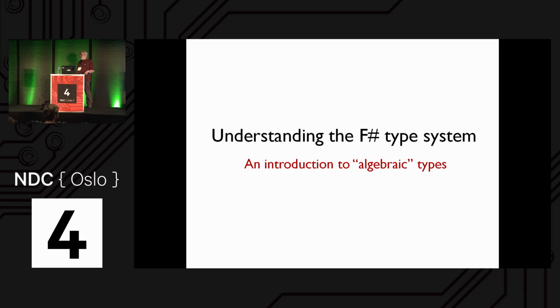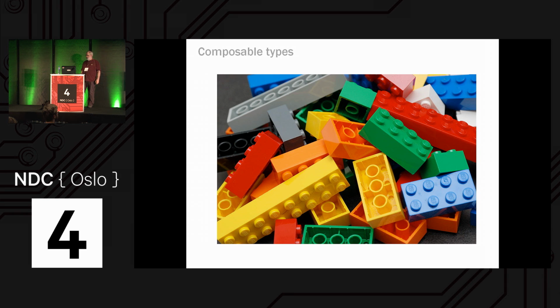So let's look at the F# type system and see why I think it's really good for doing this. The F# type system is what they call an algebraic type system. Algebra, just like x's and y's and adding and multiplying things. It's a kind of mathematical word, so I actually prefer composable. Composable means you can glue things together like Lego, and you can build bigger things from smaller things. So there you go. There's some Lego.